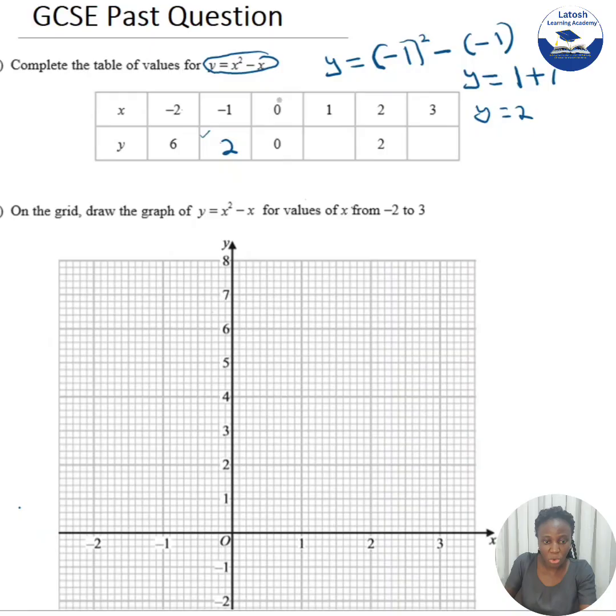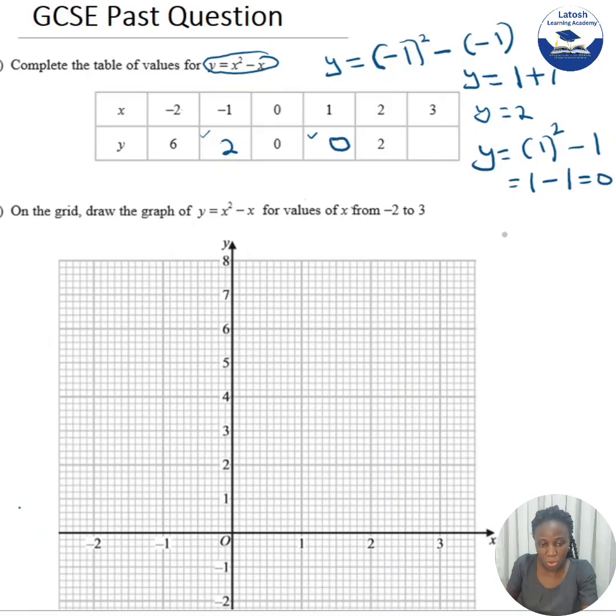Now, we know the value for y when x is 0. They have given that for us. Now, we have to calculate y when x is 1. We substitute for x in the equation. If you like, you might not put brackets here. There's no need. So 1 times 1 will give us 1. 1 squared will give us 1. Then we have minus 1. So we have 0. So our value here is 0.